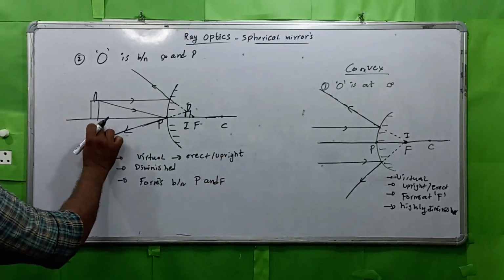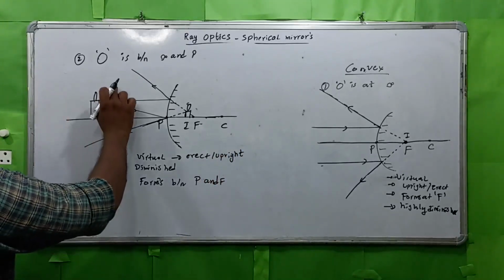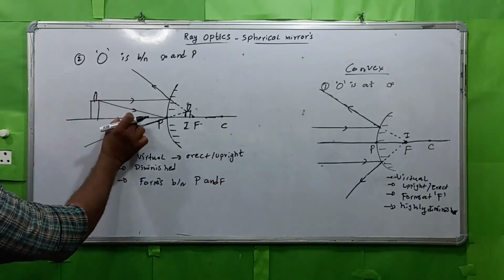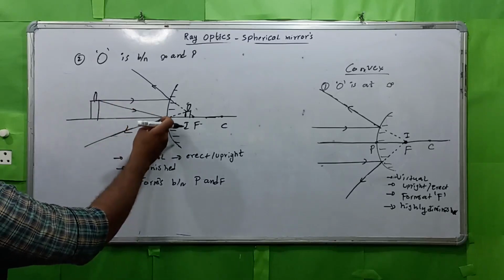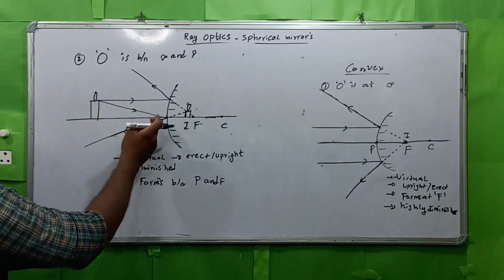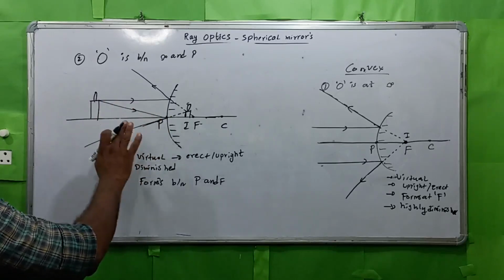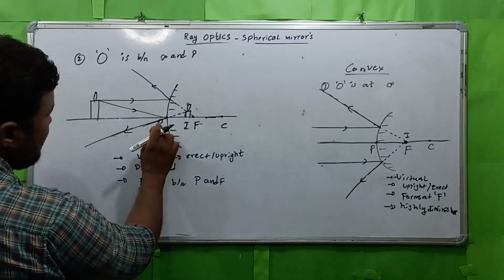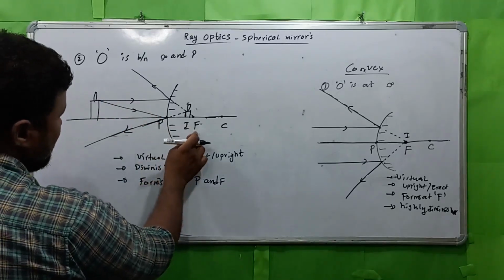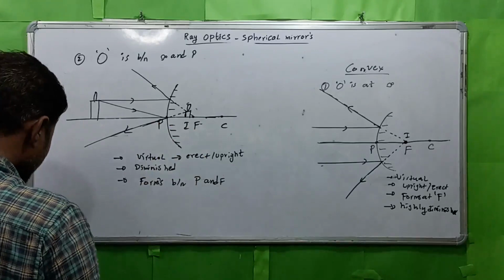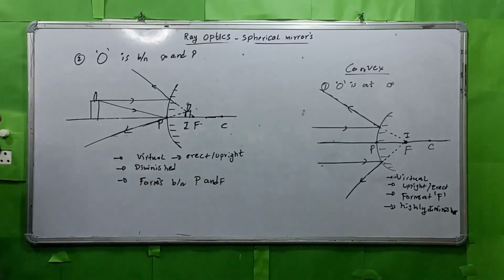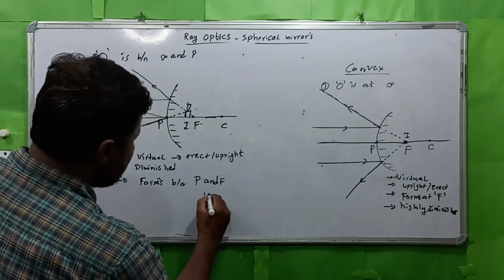If you want to draw, for this case, if you keep the object anywhere in front of the mirror, you will always get the image between pole and focus. No doubt. And what are the uses of these convex mirrors?